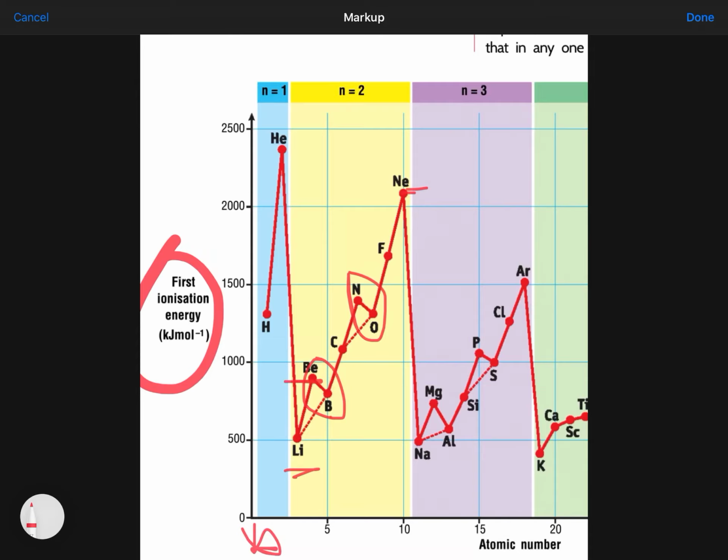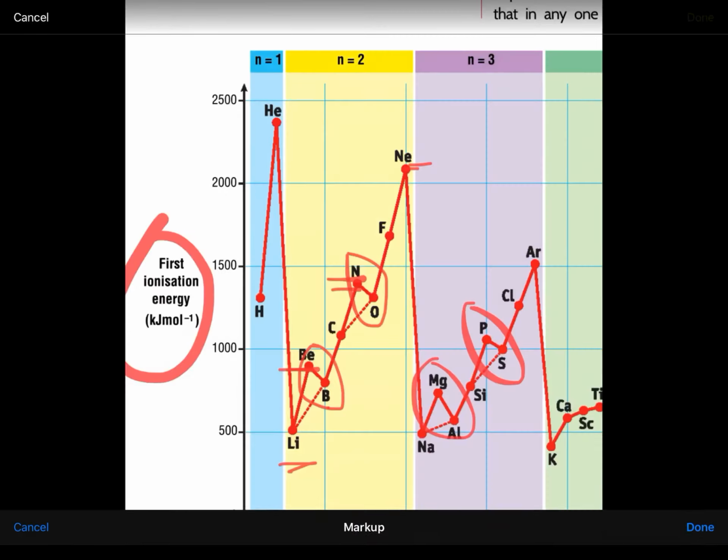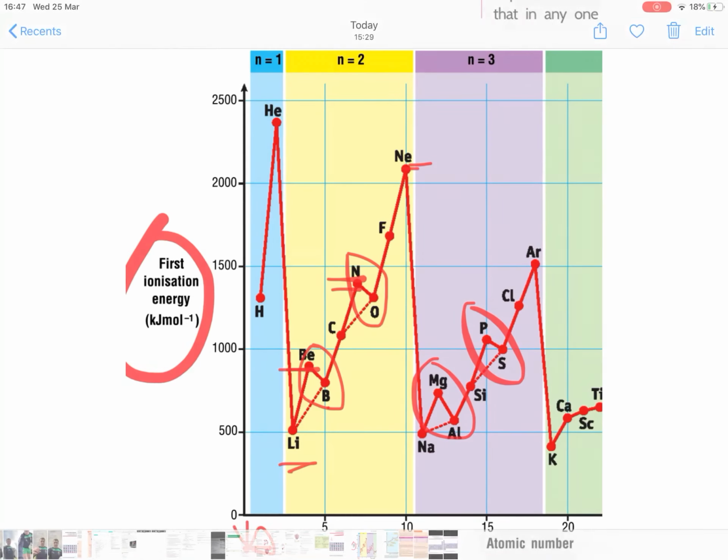So you need to be able to explain why beryllium's value is higher than boron's and why nitrogen's value is higher than oxygen's. Now you're going to see a similar trend when you look at the third period going across here. Look, you can see magnesium's ionization energy is much higher than aluminium's and phosphorus is much higher than sulfur's. Same thing, you look and you see the electron configuration and you'll be able to explain it that way, okay?